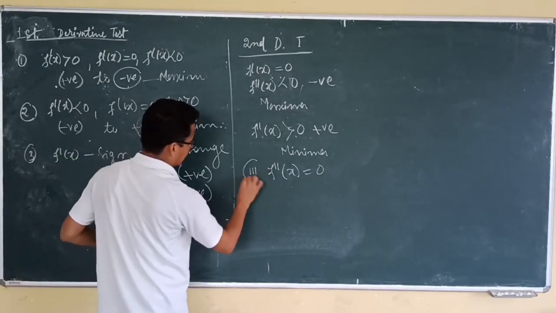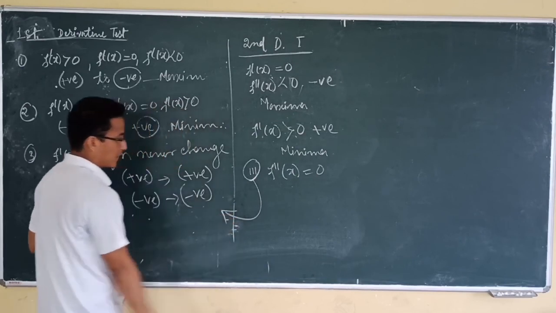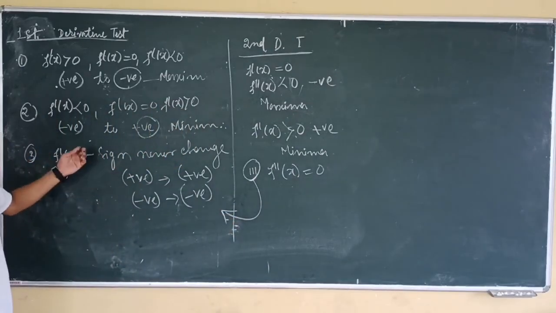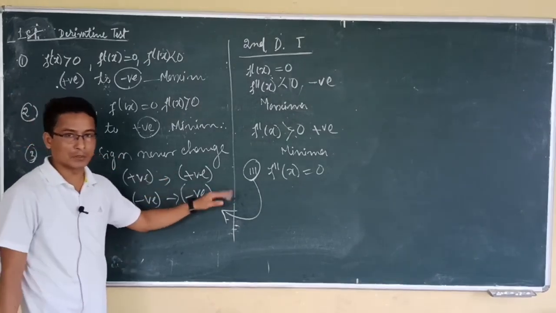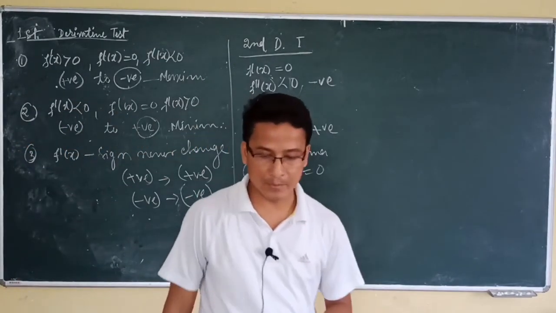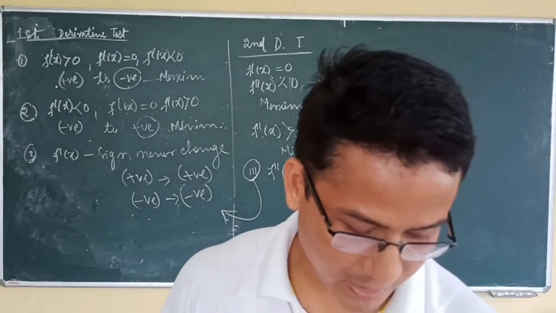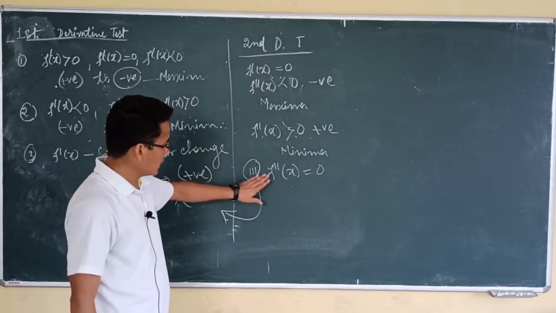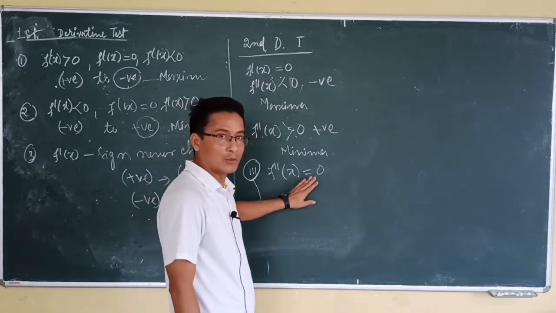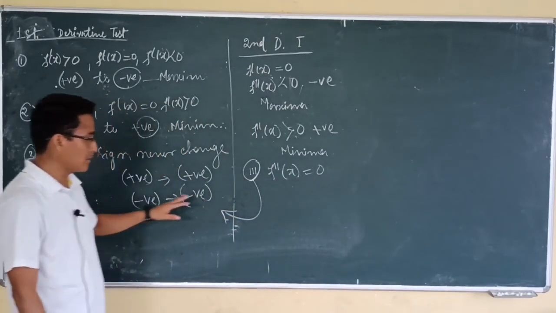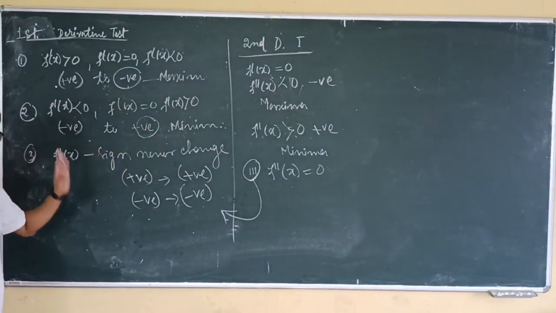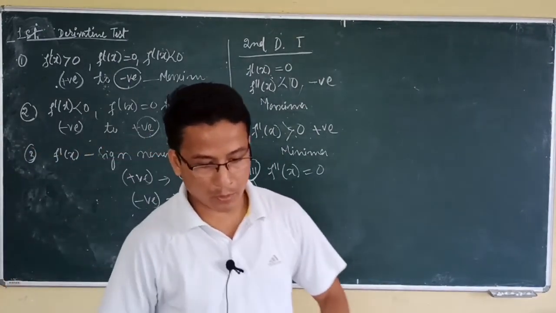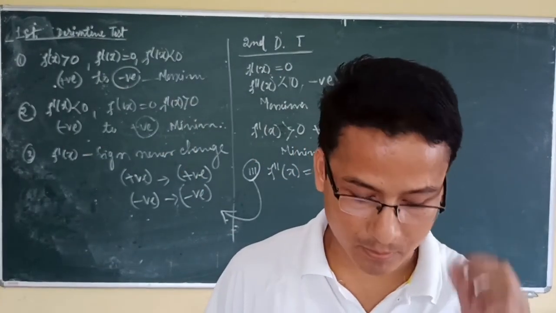In the third case, we move back to the first derivative test. In the first derivative test, if the sign does not change, then we say it is a point of inflection, otherwise maxima or minima. So if f double dash x equal to 0, then this is decided by the first derivative test. So this is all about the theory of maxima and minima.